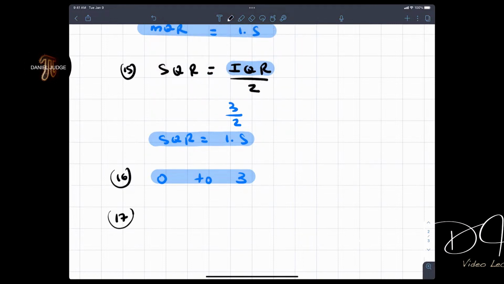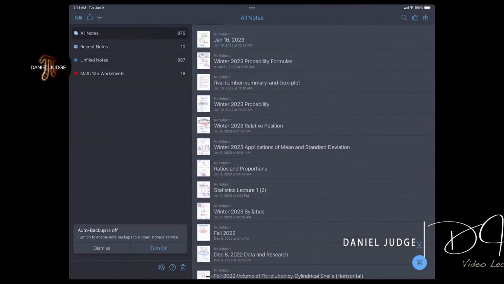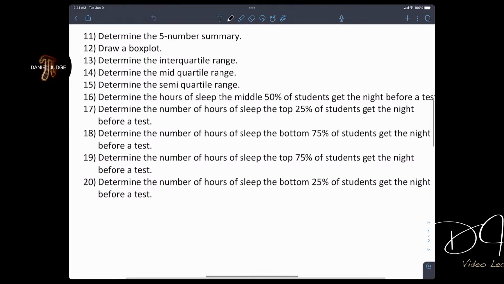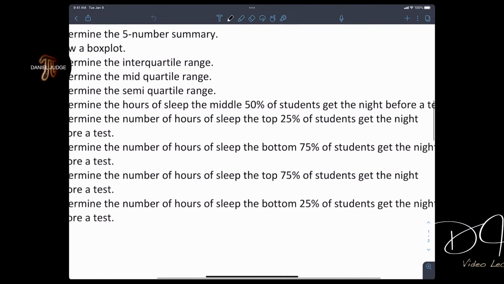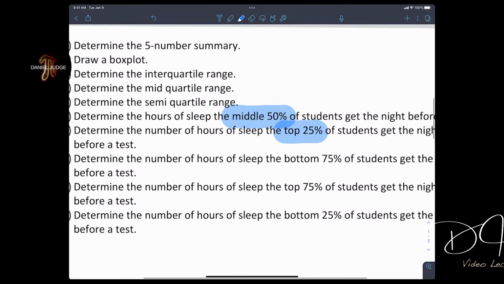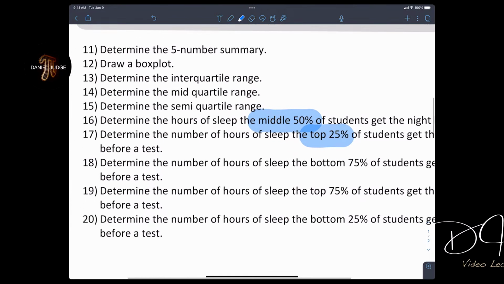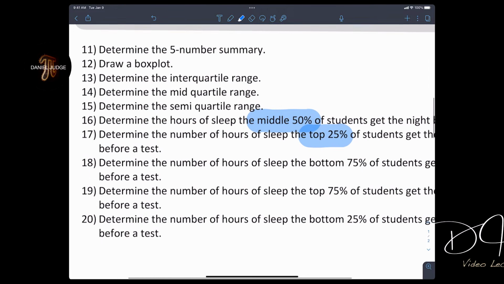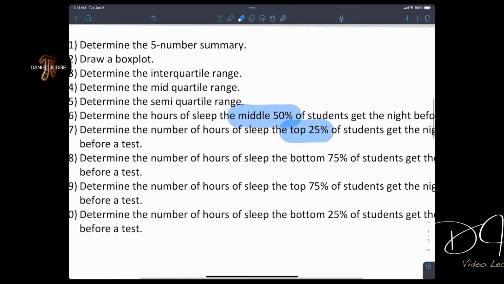17, ladies and gentlemen. Let's go back to that question now. So 17 is asking, determine the number of hours of sleep that are in the top 50%. So we just got through doing this one, the middle 50. Now we want the top 25. I'm sorry, I misread that. Number 17, sorry. 17, the top 25%.